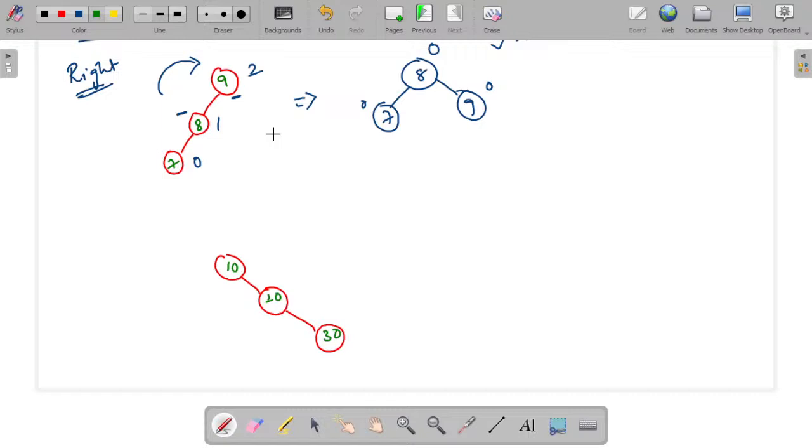Tarun is asking a question. Sir, for balancing, we have to consider levels if we have only one right child for the last node.